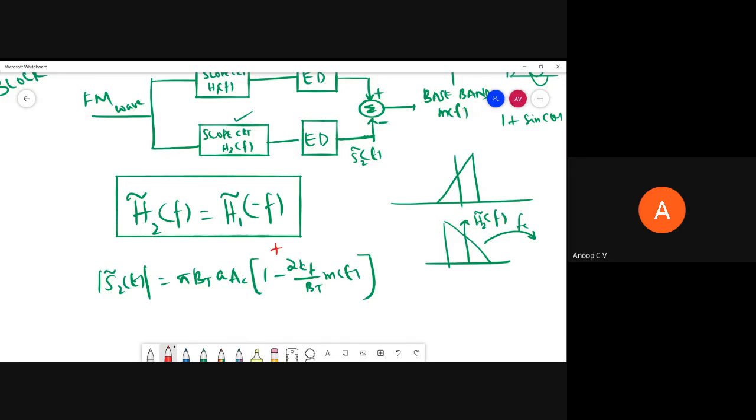So when you are subtracting this one from the first one, what happens? The first term will be cancelled, the second term will become actually what? Double, right?